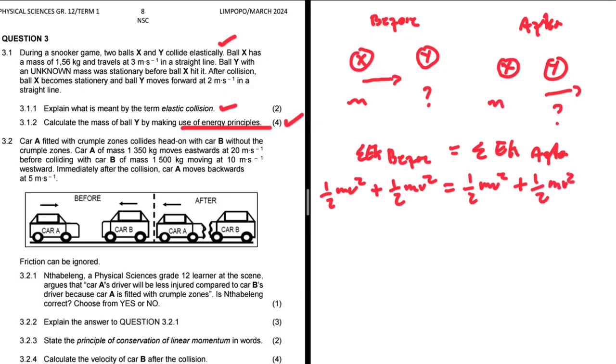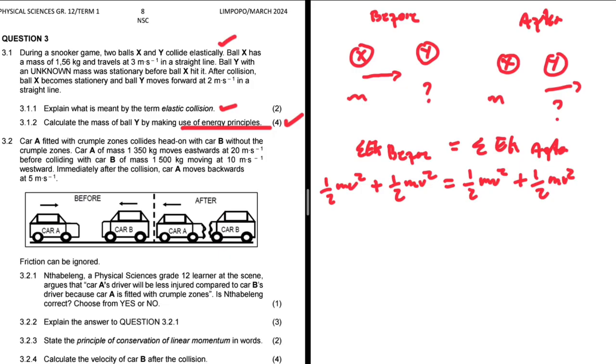So the kinetic energy of X before the collision is moving to the right with a velocity of 3 meters per second. Let's take direction to the right as positive. So we're going to have half, the mass is said to be 1.56, and then the velocity is 3 meters per second to the right. So we're going to have 3 squared plus the kinetic energy of Y. It is initially stationary. So in place of the mass, we're going to have m, but in place of the velocity, we're going to have 0, and then we square that.